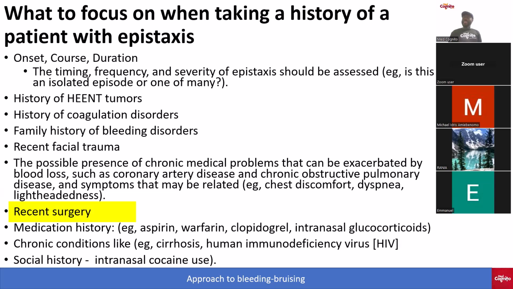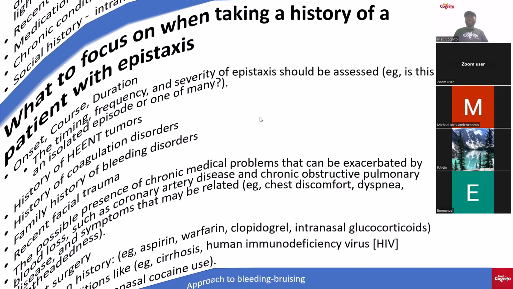Okay. And has there been any recent surgery? And what is the patient's medication history? And has there been any chronic conditions like cirrhosis, like HIV? Okay. And does the patient use cocaine? You want to go into the social history as well and find out, does the patient use cocaine as well? Because that is what you want to inquire about. These are critical things you want to focus on so far as the patient's history is concerned.